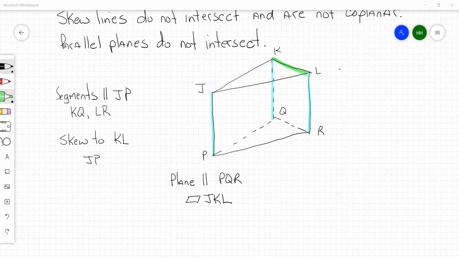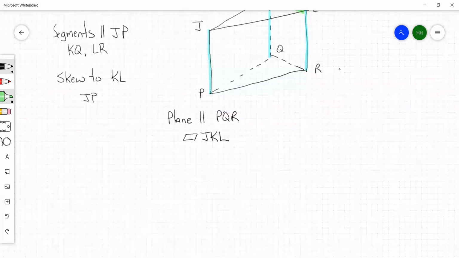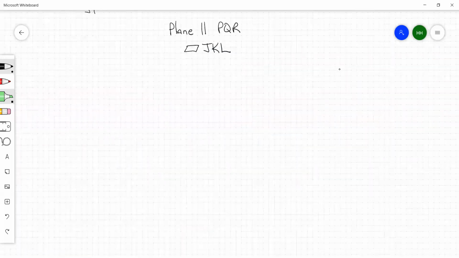Everybody good with those definitions and examples? All right. We are moving right along.